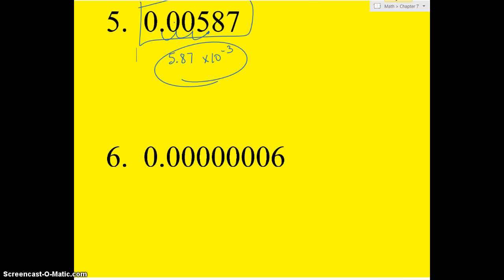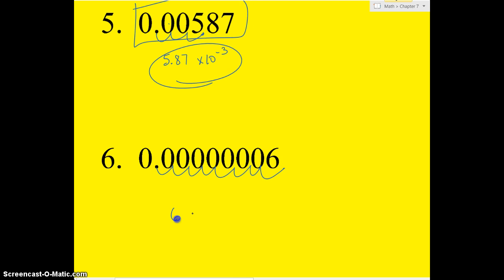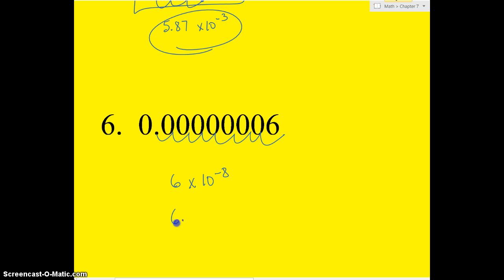And finally, let's take this number and write it in scientific notation. 1, 2, 3, 4, 5, 6, 7, 8. 6 times 10 to the negative 8. Some people will ask you to write it as 6.0 times 10 to the negative 8. Either way is fine for my purposes. If moving this seems kind of tedious, then just count 1, 2, 3, 4, 5, 6, 7, 8, and there you have it.